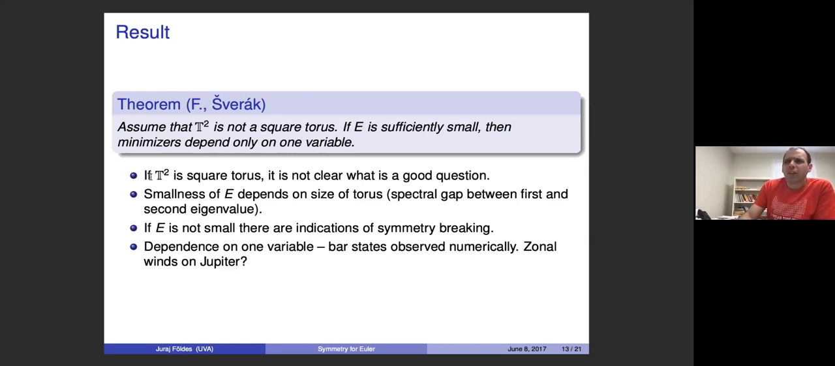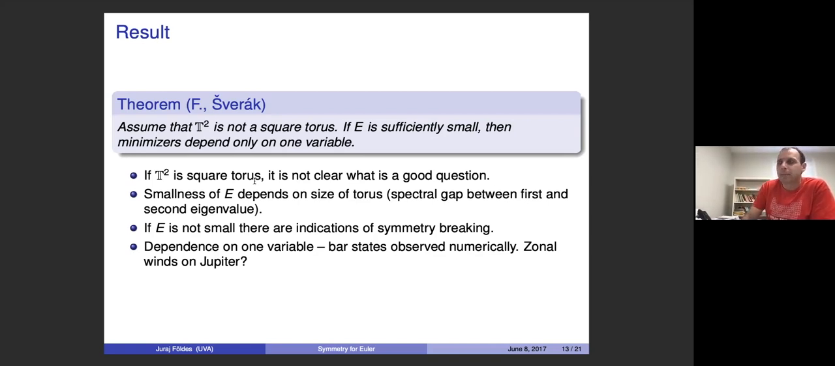All right, so the question is, what's happening with the square torus? Well, it's not even clear what a good question is at that point, because it's not easy to characterize what the dipole is. So we know that if we try to find functions that are, say, odd, then we know that such functions do not exist.